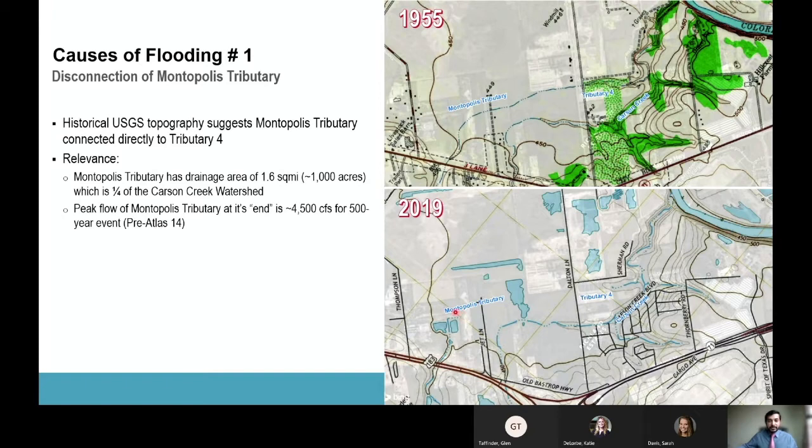So basically, from 1955 to the current day, there has been a lot of development in this area, which removed the main channel for Montapolis Strip, and it got connected to Carson Creek. The remnants of Montapolis Strip are now called tributary 4. What it does is send all this water from Montapolis Strip overland and floods this whole area.